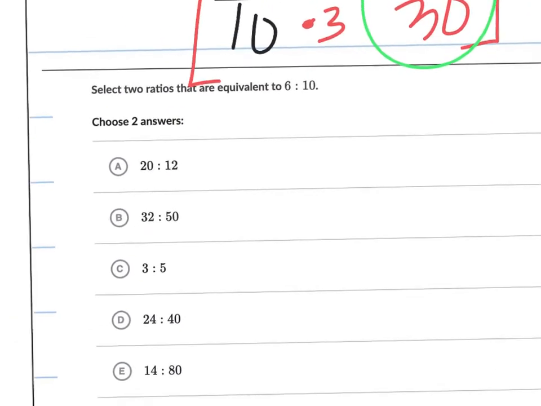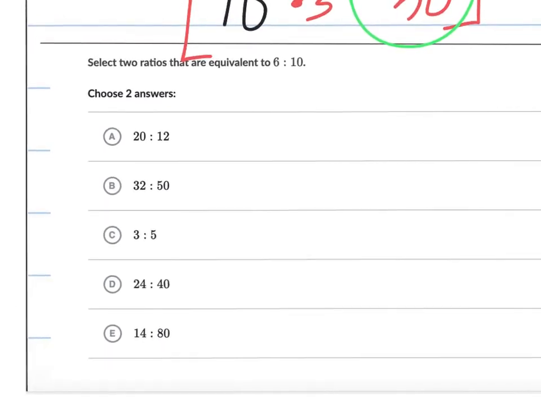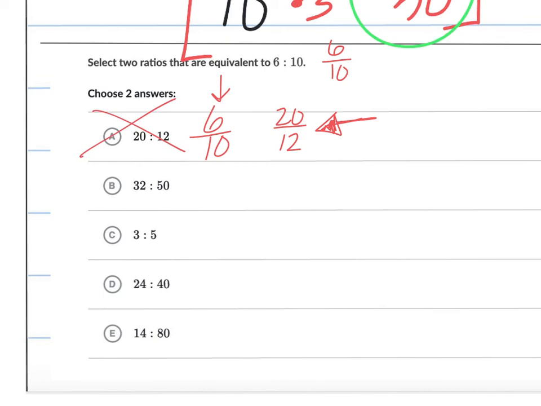Select 2 ratios that are equivalent to 6 to 10. So I'm going to rewrite my ratio as 6 to 10. And then I'm going to compare it to each of these ratios to see if any of them are equivalent. So I'm going to write 6 to 10, 20 to 12. First of all, I can see on this ratio that my first number that's being compared is greater than my second number, which is not the case for my first ratio. So right away, I know that those are not equivalent.